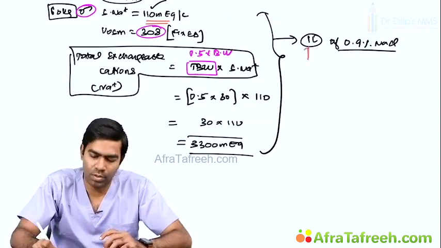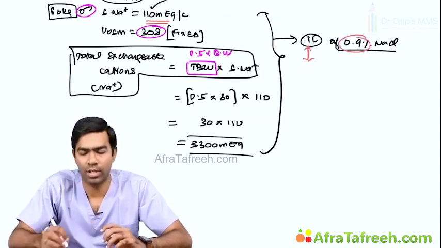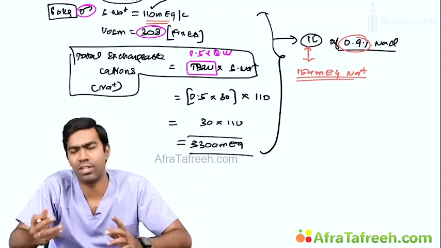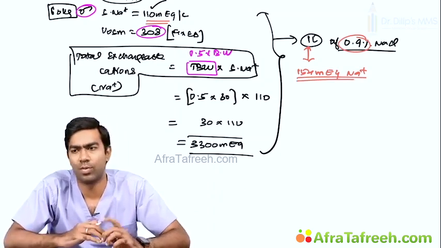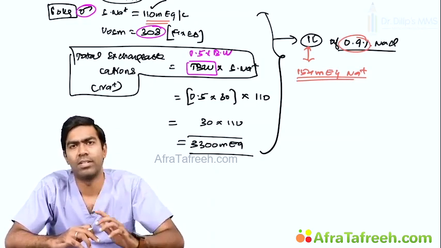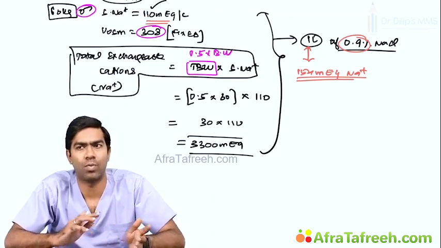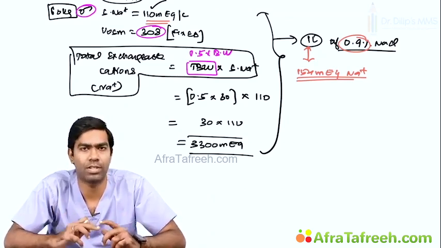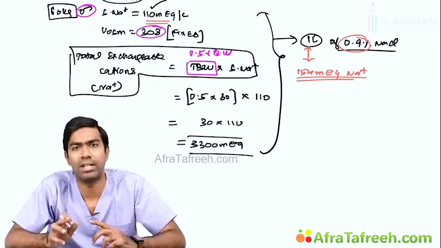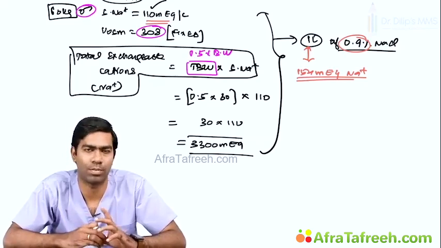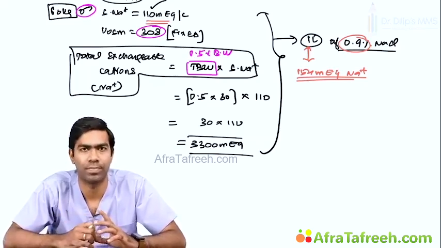So you have to know that 1 liter of 0.9% sodium chloride has 154 milliequivalents of sodium. This is a very natural thing and every student should know this. So 1 liter of 0.9% NaCl will have 154 milliequivalents of sodium in it. And similarly, 1 liter of 3% NaCl, hypertonic saline, will have 513 milliequivalents of sodium in it, 3 times more, appropriately because it's 3%, that's why.